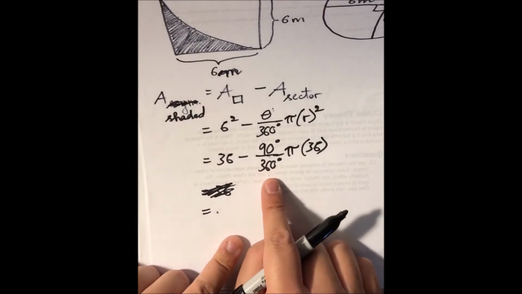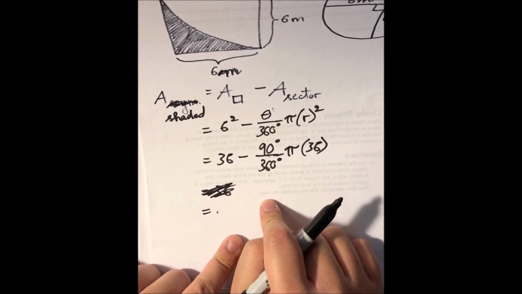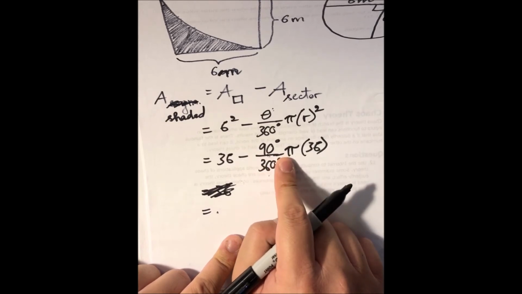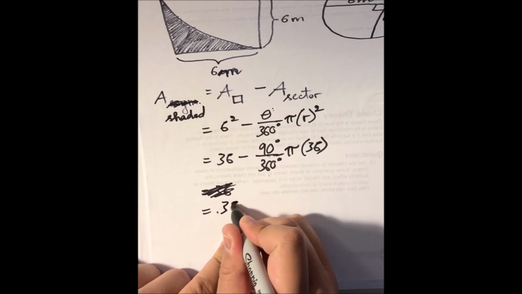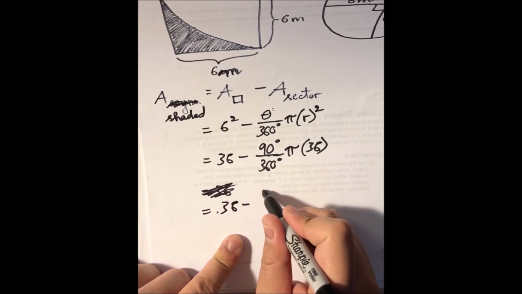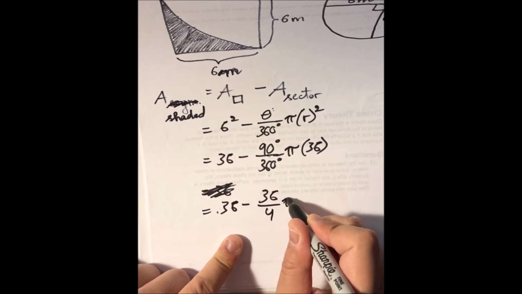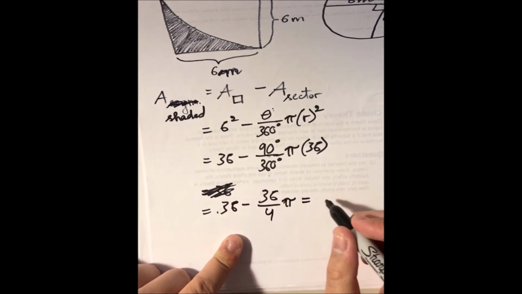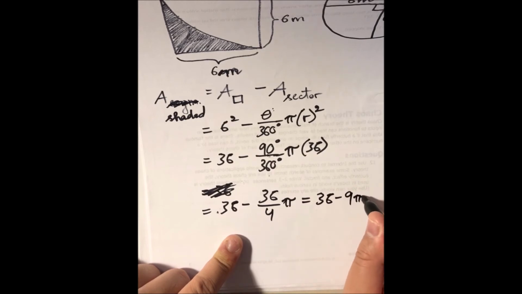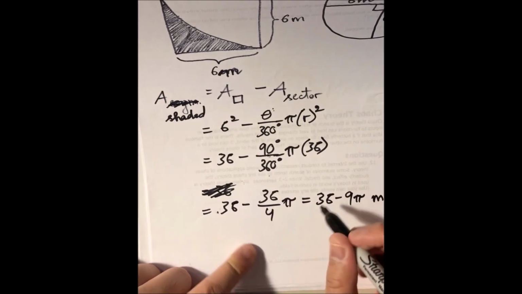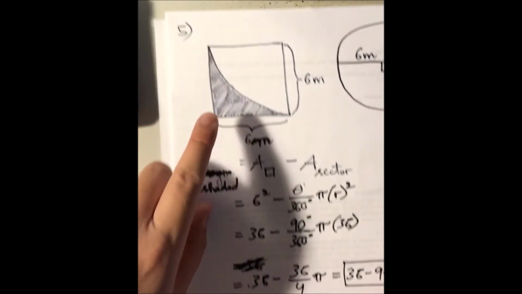Well, let's simplify the second part of this equation a little more. 90 over 360 is going to give us 1 over 4. 1 over 4 times pi times 36. That's going to give us 36 over 4 times pi. But we know 36 over 4 is going to be 9, so we got 36 minus 9 pi meters squared. This is the area of the shaded part.